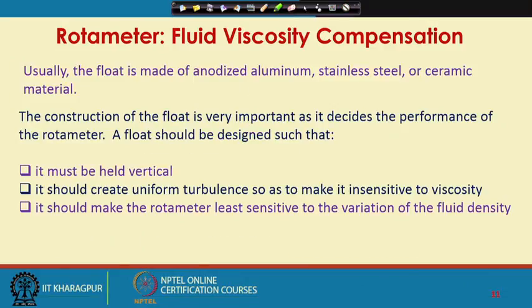Next, rotameter fluid viscosity compensation. Usually the float is made of anodized aluminum, stainless steel or ceramic material. The construction of the float is very important as it decides the performance of the rotameter. A float should be designed such that it must be held vertical. It should create uniform turbulence so as to make it insensitive to viscosity. It should make the rotameter least sensitive to the variation of the fluid density.